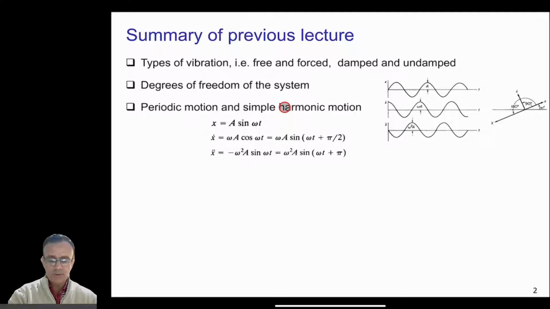Simple harmonic motion is a simple form of periodic motion in which the response of a system can be represented by simple sine and cosine functions. As you can see in this case, the response of a system is represented by this sine function, and A here is the amplitude. The x is just a sine function, and then we can calculate the velocity and acceleration by just differentiating this displacement with respect to time.